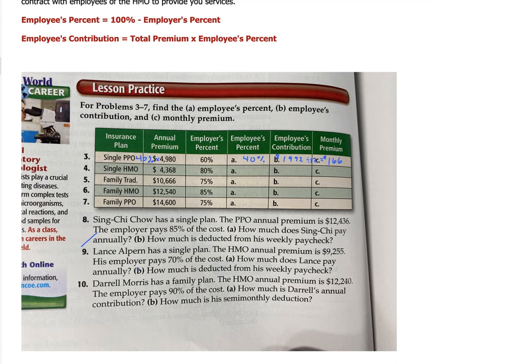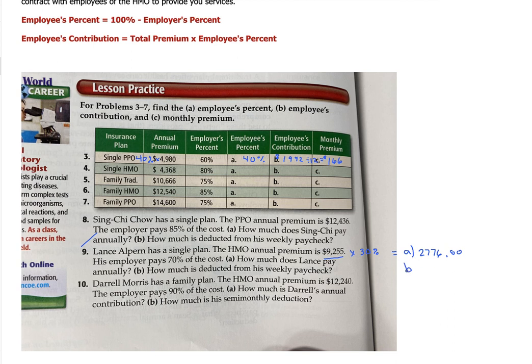So it says Lance Alpern has a single plan. The HMO annual premium is $9,255. His employer pays 70% of the cost. How much does Lance pay annually? So the employer pays 70%, so that means he pays 30% of that $9,255. So we're just going to take that times 30%. Okay. So I got 2,776 and 50 cents.